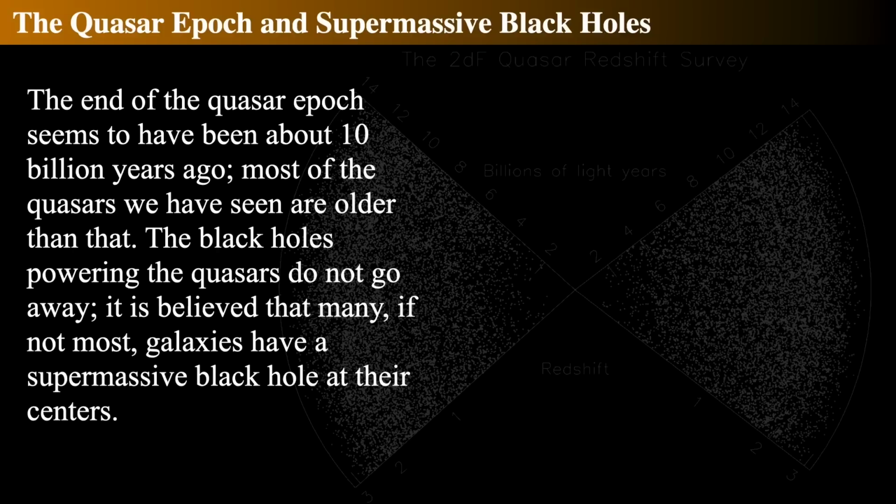And so as time went on, fewer and fewer quasars existed until today. We don't have any quasars in the local universe. It doesn't mean that the supermassive black holes have gone away. It's just that there's nothing left to feed them. So supermassive black holes grew, got fed, did their quasar thing, and then stopped.